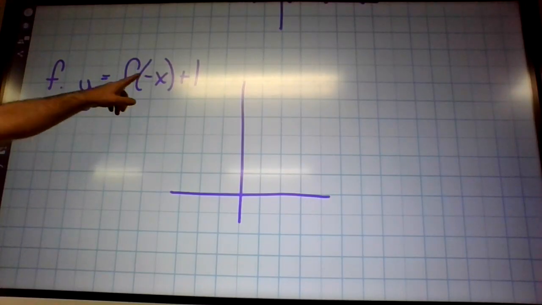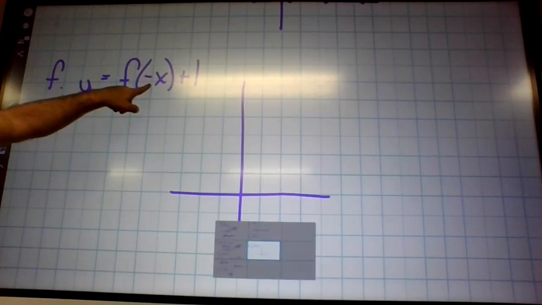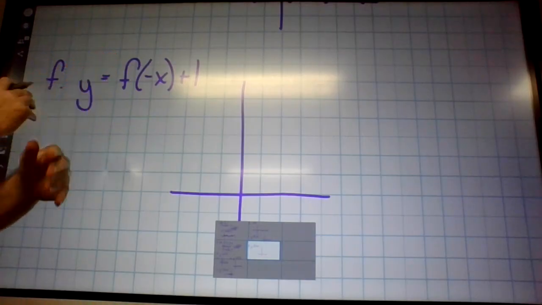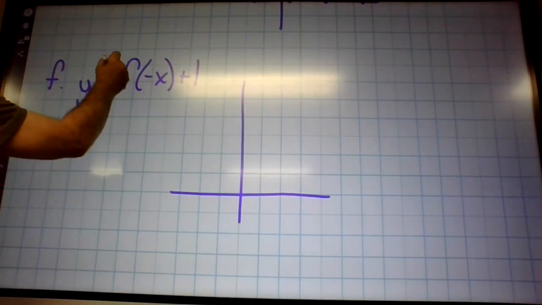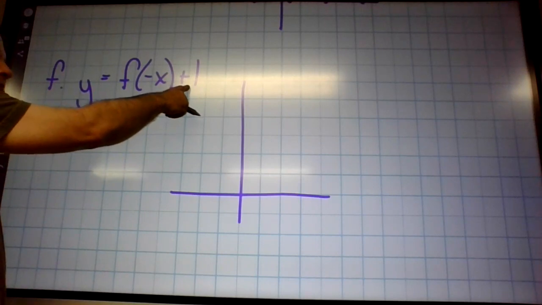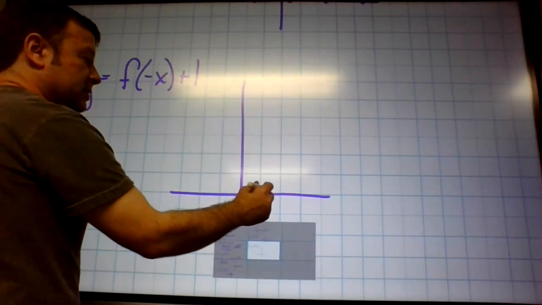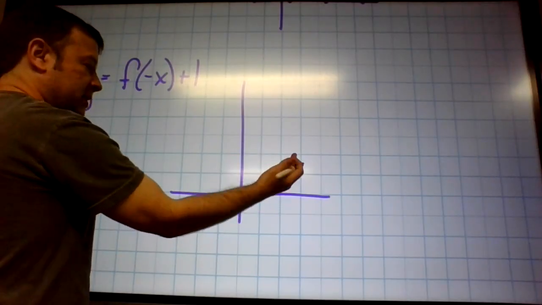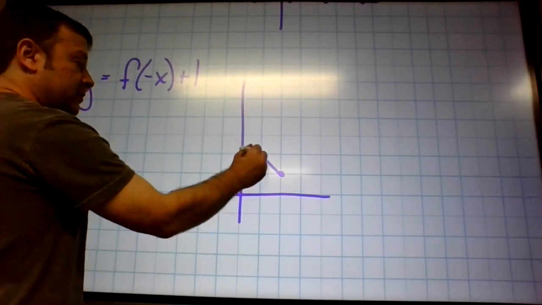Okay, so what does the negative on the X do? Horizontal flip. When you put a negative on everything, out in front, that's upside down. What does the +1 do? Up 1. So if I move up 1 and flip it around, it would go from there to there.